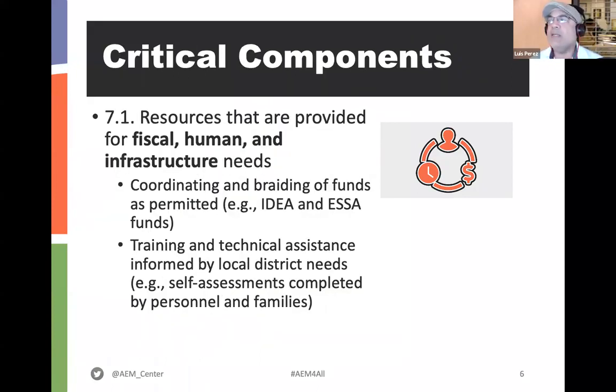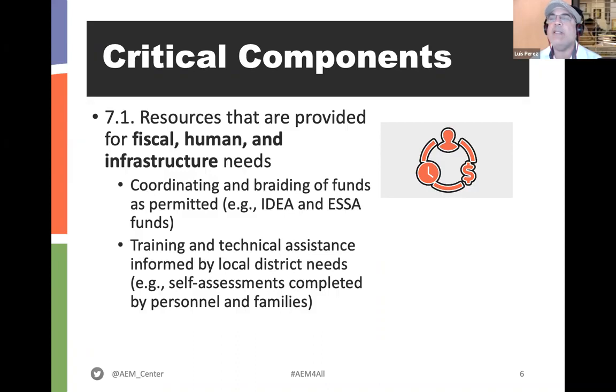Let's dig into that a little bit more by looking at the critical components. This one is probably one of the brief ones in terms of the critical components. There's just 2 points here. The first one is 7.1. We want to make sure resources are provided for fiscal, human, and infrastructure needs. Often we just think about the fiscal resources, but we also want to consider the human and infrastructure ones as well. In terms of the fiscal resources, we want to coordinate and braid funds from a number of sources.